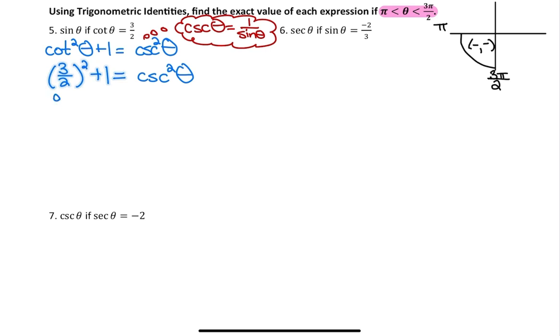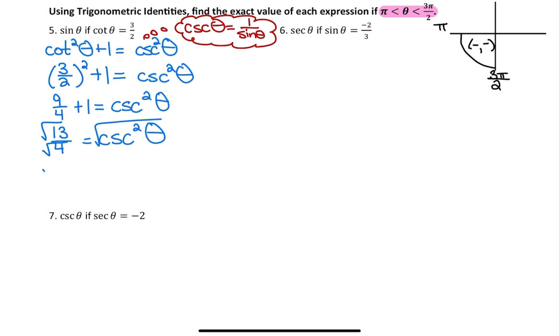3/2 squared is 9/4 plus 1. And then 9/4 plus 1 is equal to 13/4. And then we can square root both sides. Square root of 13 cannot be broken down, but the square root of 4 is 2. So I have that the cosecant of theta is equal to the square root of 13 over 2.